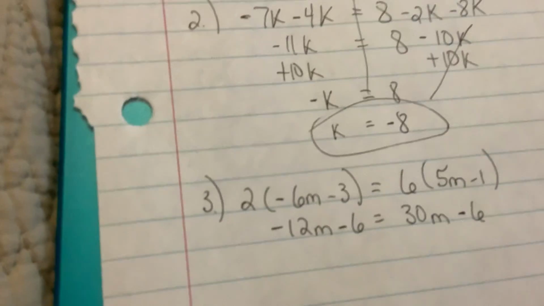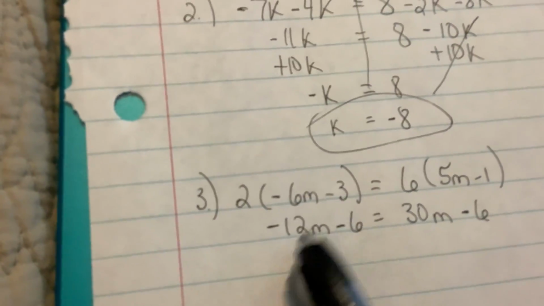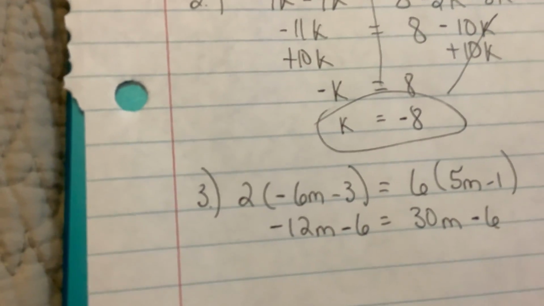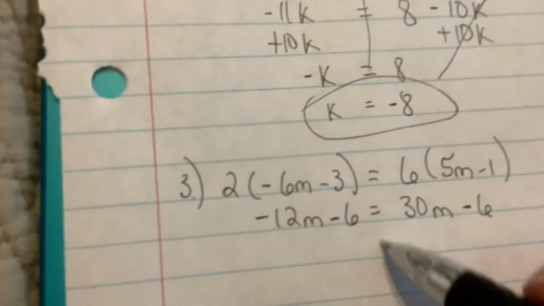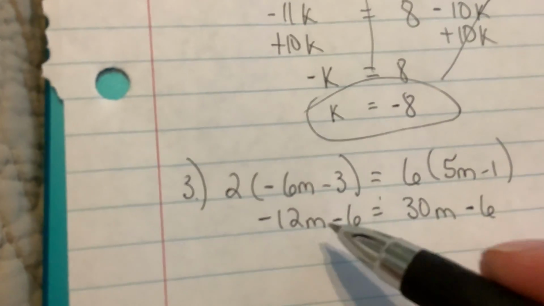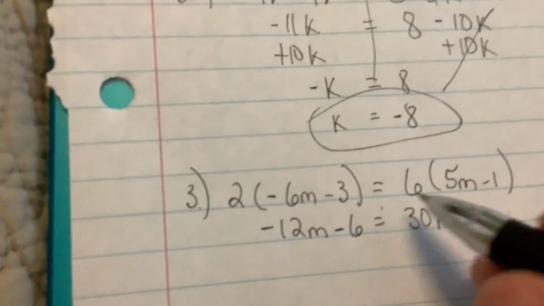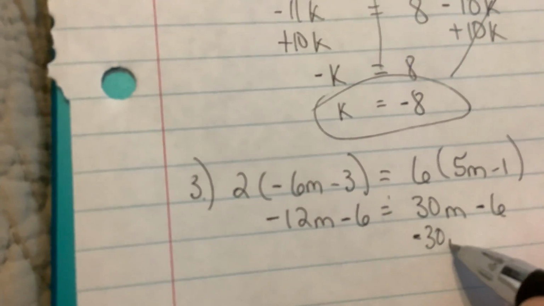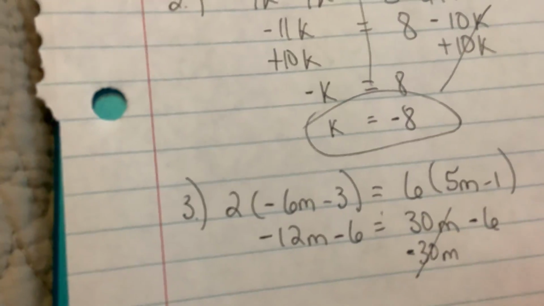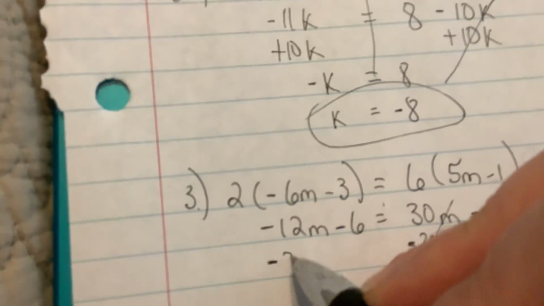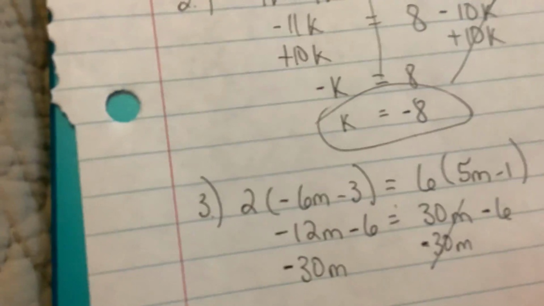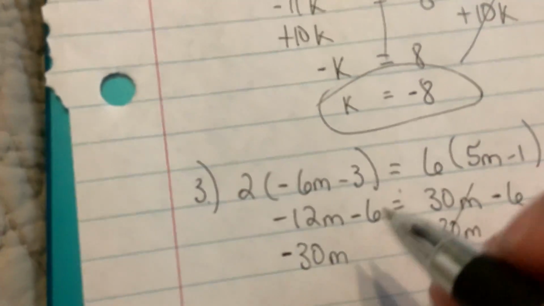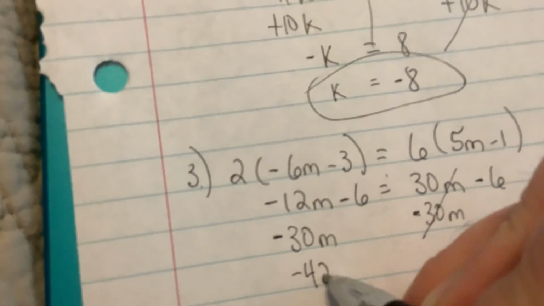Okay? Now, I can't combine these two things. One has an m, one doesn't. Can't combine these two things. One has an m, one doesn't. Okay? So now I've got an m over here and an m over here. I need to move this over to the left side. So I'm going to subtract 30m. 30m minus 30m is 0. But I need to subtract the same thing over here. Okay? So now this is negative 42m, which is a big number.